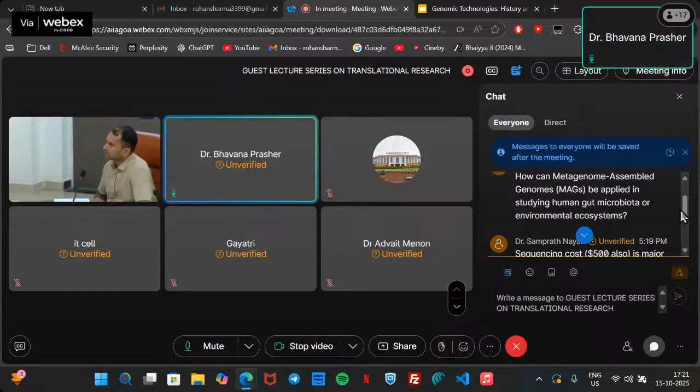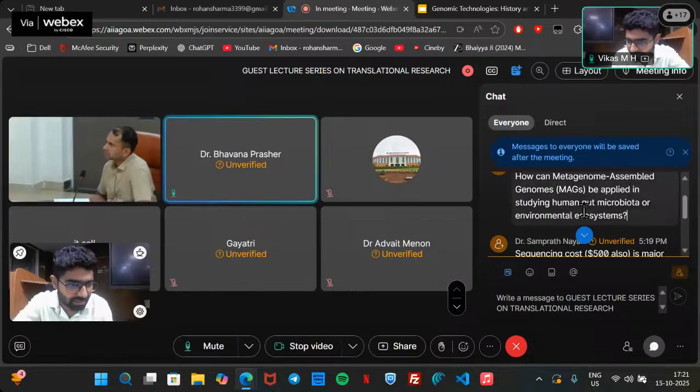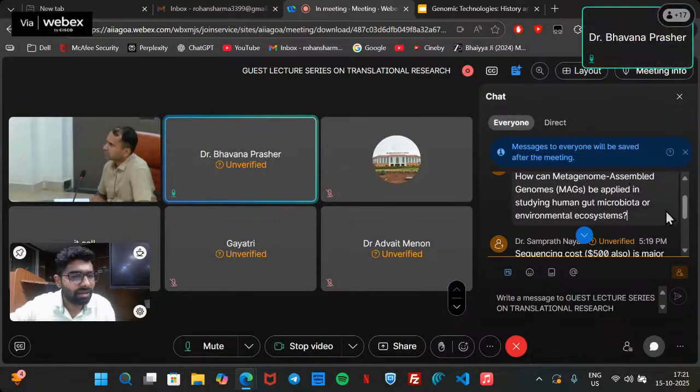So this is the cost of the whole genome sequence that you mentioned, I believe. Depending on the question, one can opt for different methods to compare the groups for genetic variants that they may have. And the first question was how can metagenome assembled genomes be applied to studying human gut microbiota or environmental ecosystems?